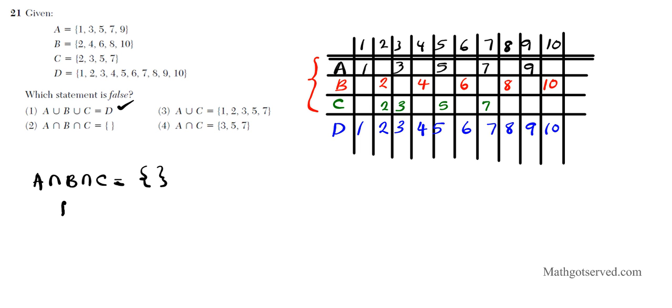So let's see if any element from 1 to 10 satisfies the intersection, or the statement I just made. 1 is not present in all three, so it's not included. 2 isn't present in all three, so it's not included. 3 is missing in B. 4 is missing in A and C.